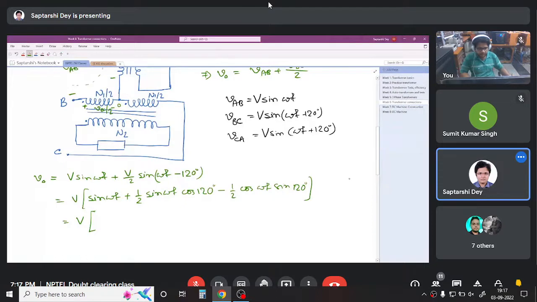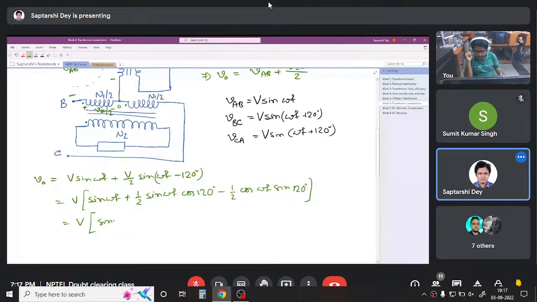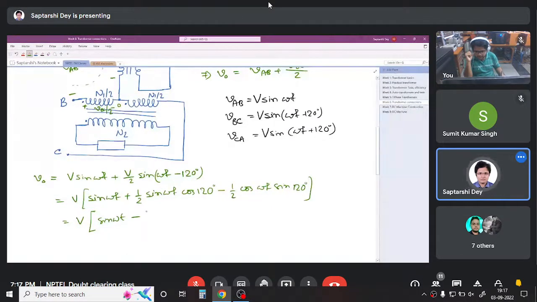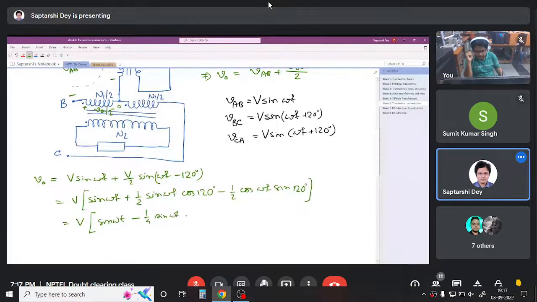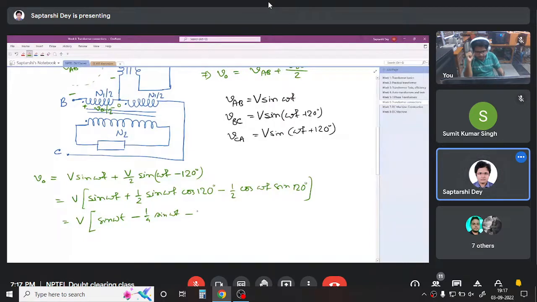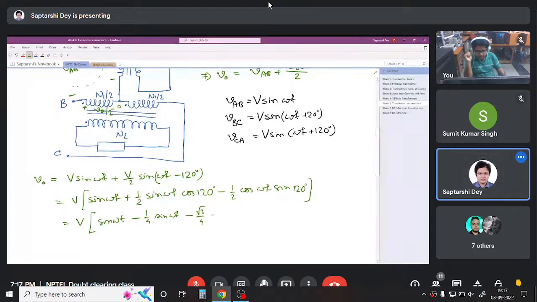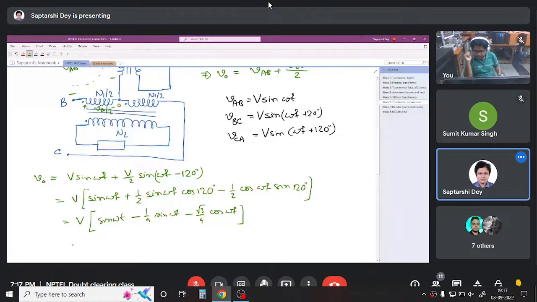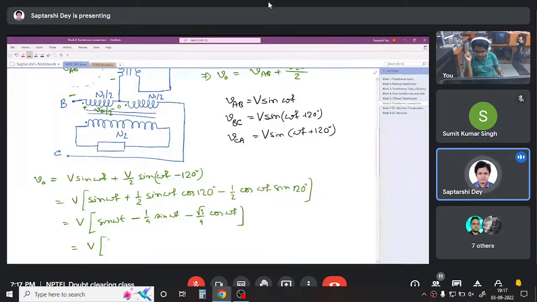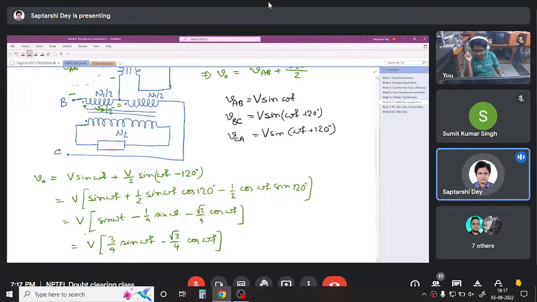Cos 120 degree should be minus half. Let me just check once. Yes, minus half. So we have V sin omega t minus 1 by 4 sin omega t minus, this is root 3 by 2, root 3 by 4 cos omega t, right? So we have V times 1 minus 1 by 4, which is 3 by 4, sin omega t minus root 3 by 4 cos omega t. So this is V0 in terms of sin omega t and cos omega t.